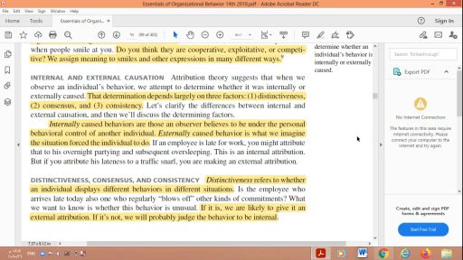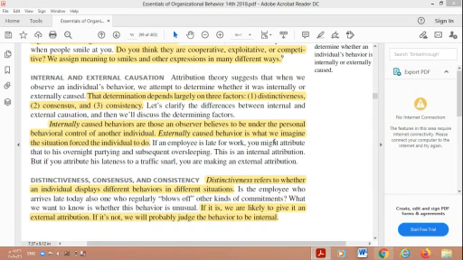Again, in order to determine whether the cause of the behavior is internal or external, this depends on three main factors, as we mentioned before. The first one is distinctiveness, the second one consensus, and the third one consistency. What do we mean by distinctiveness? It refers to whether an individual displays different behavior in different situations.